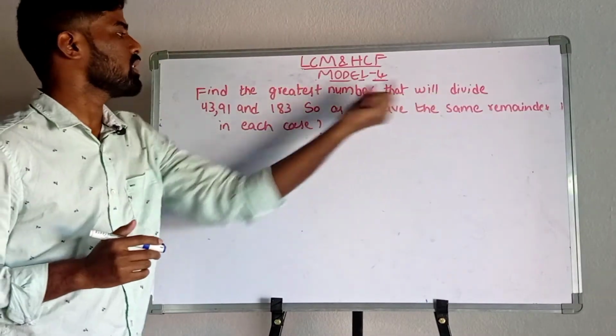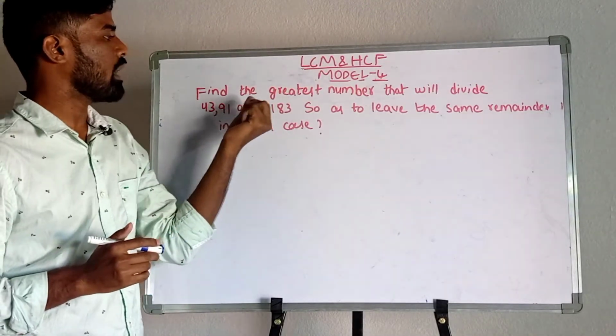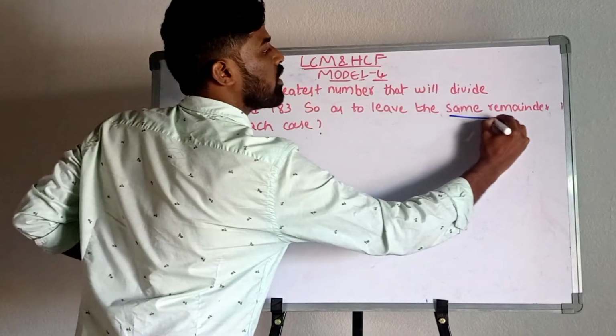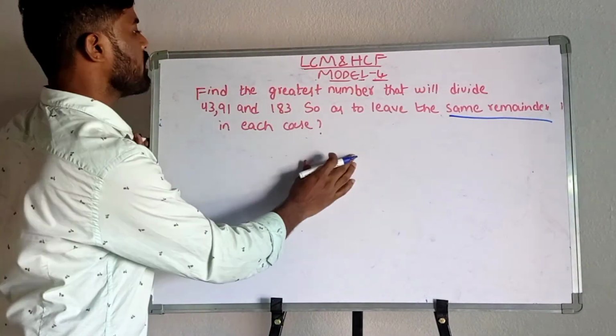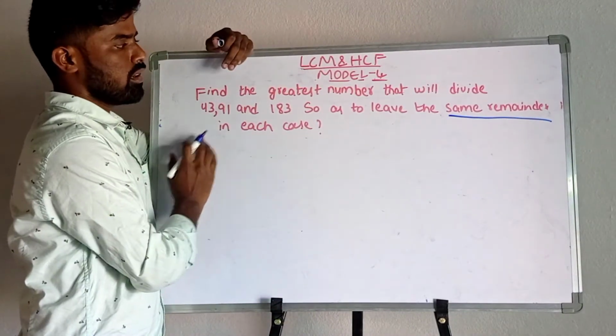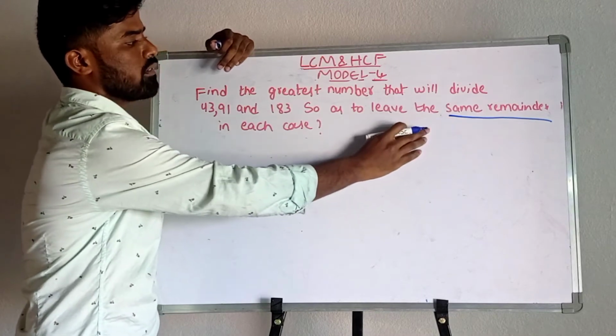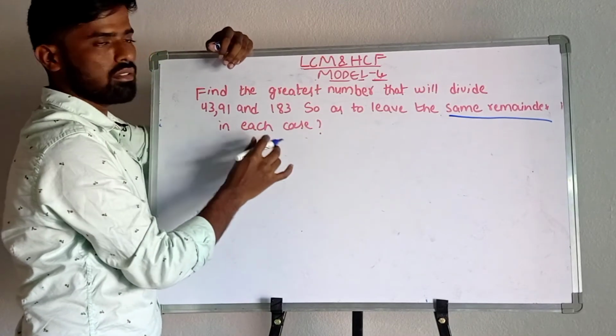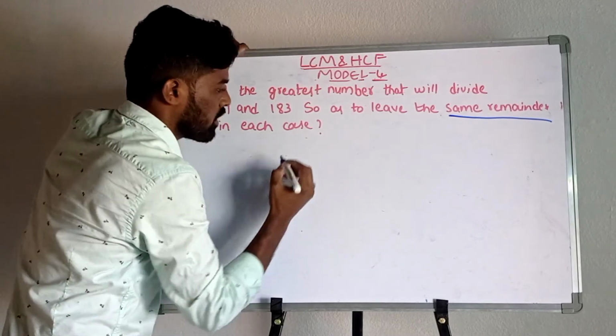Find the greatest number that will divide 43, 91 and 183 so as to leave the same remainder in each case. Here the remainder is the same in each case, but the remainder is not given. Let's see how to solve this type of question. Before solving this, I will tell you one concept.